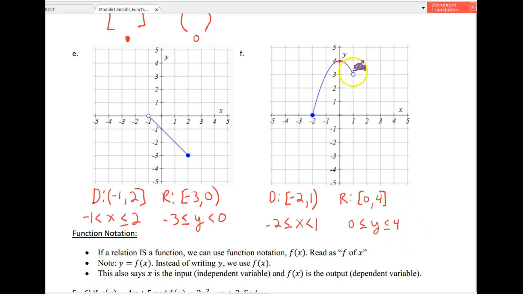Now, you might say, well, this was an open dot here, so 3 is not part of this graph. The height of 3 is not part of the graph. And that's not true, because over here, at this height, we do have a value at 3. So everything between 0 and 4 is going to be in the range. So all of that is in the range.